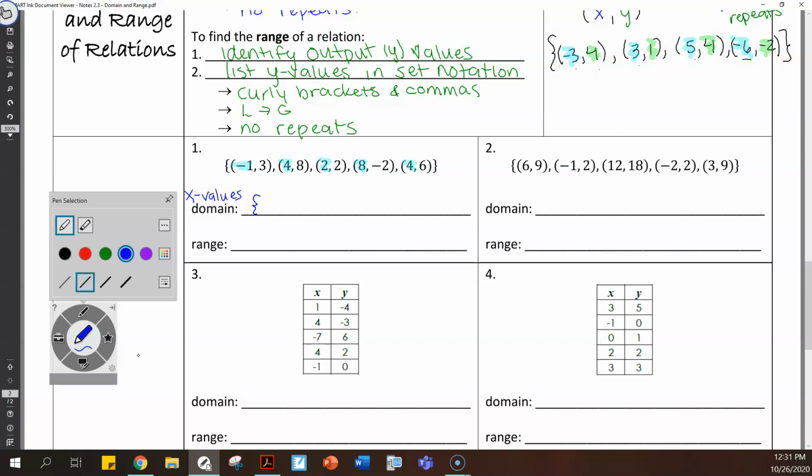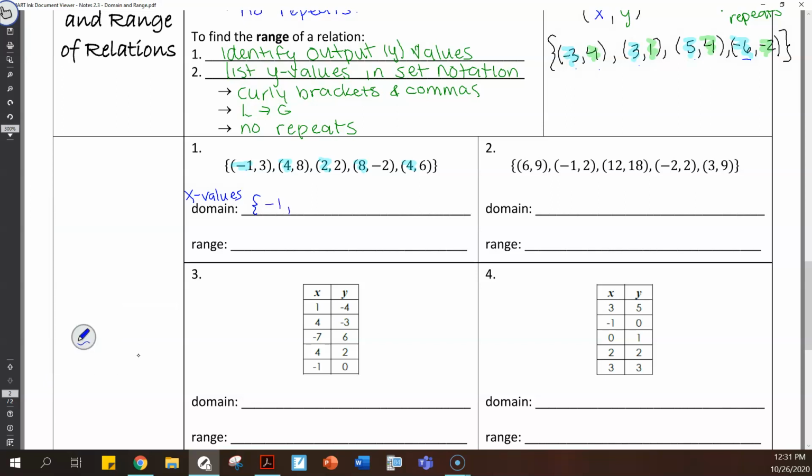So my least is -1, followed by 2. You want to check these off as you write them down, that might be a good idea. Then I've got a 4 here and a 4 here, but I only want to write one 4 in my domain. That covers both of those. And then 8.